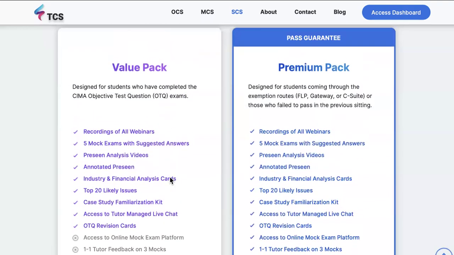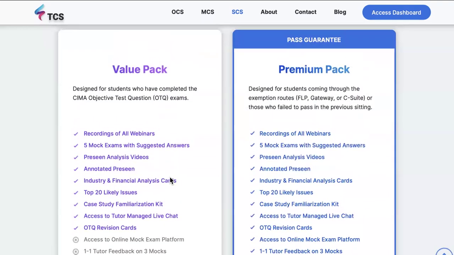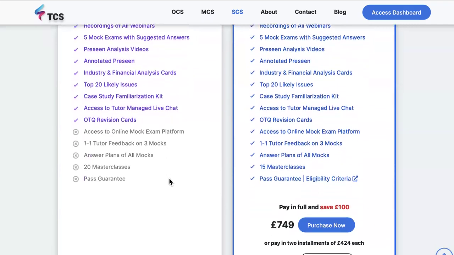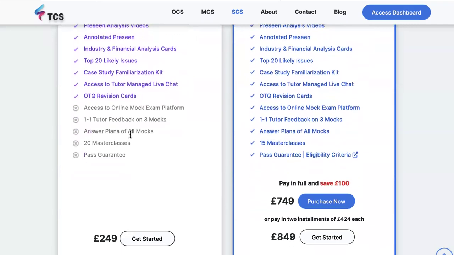And looking at the premium package, this is designed for students who are coming through the exemption route, as well as those who had failed the SCS exam previously. So both these sets of students have the same problem. They have gaps in theoretical knowledge, and they have to significantly improve their application skills. So with that in mind, we have developed additional resources, when compared to the value pack.